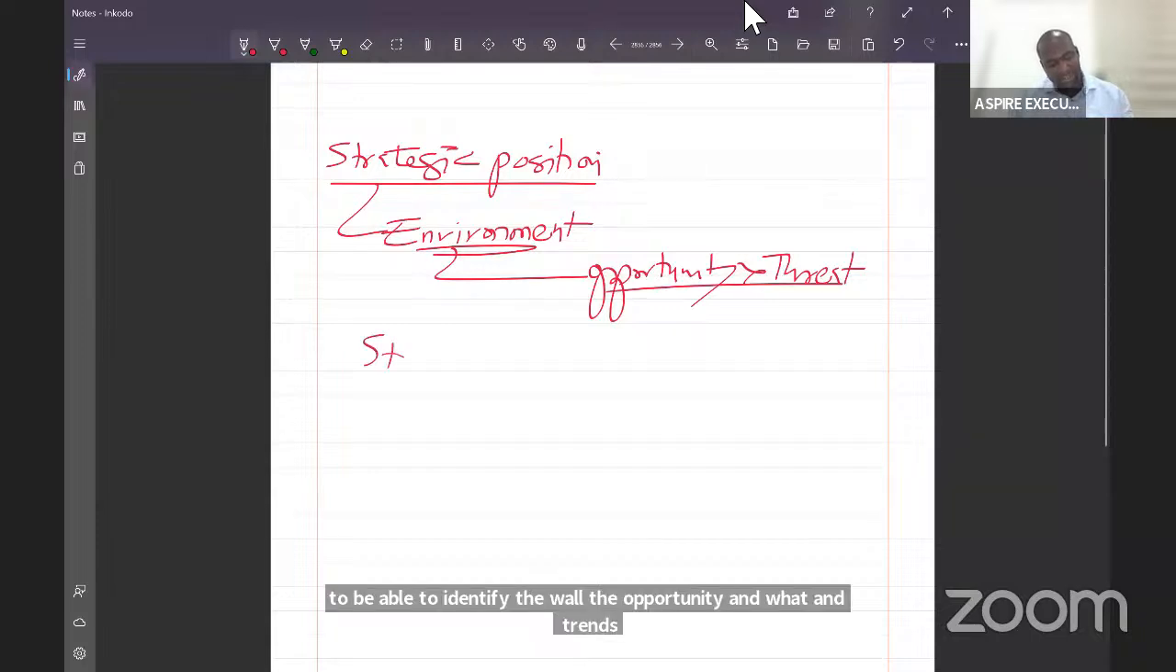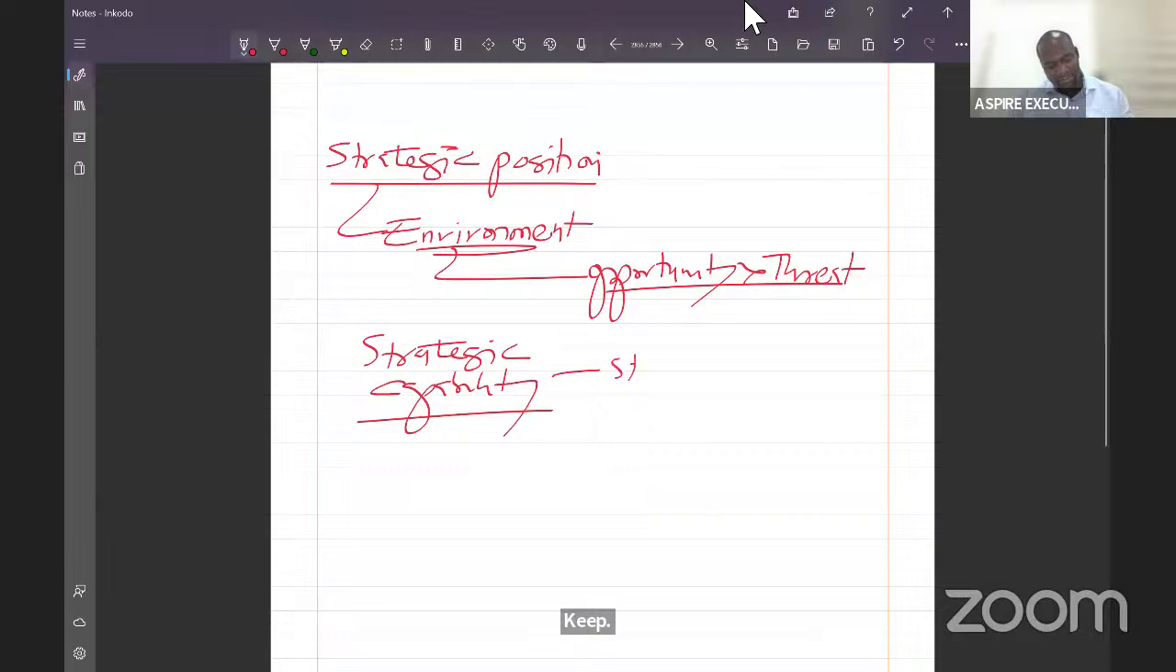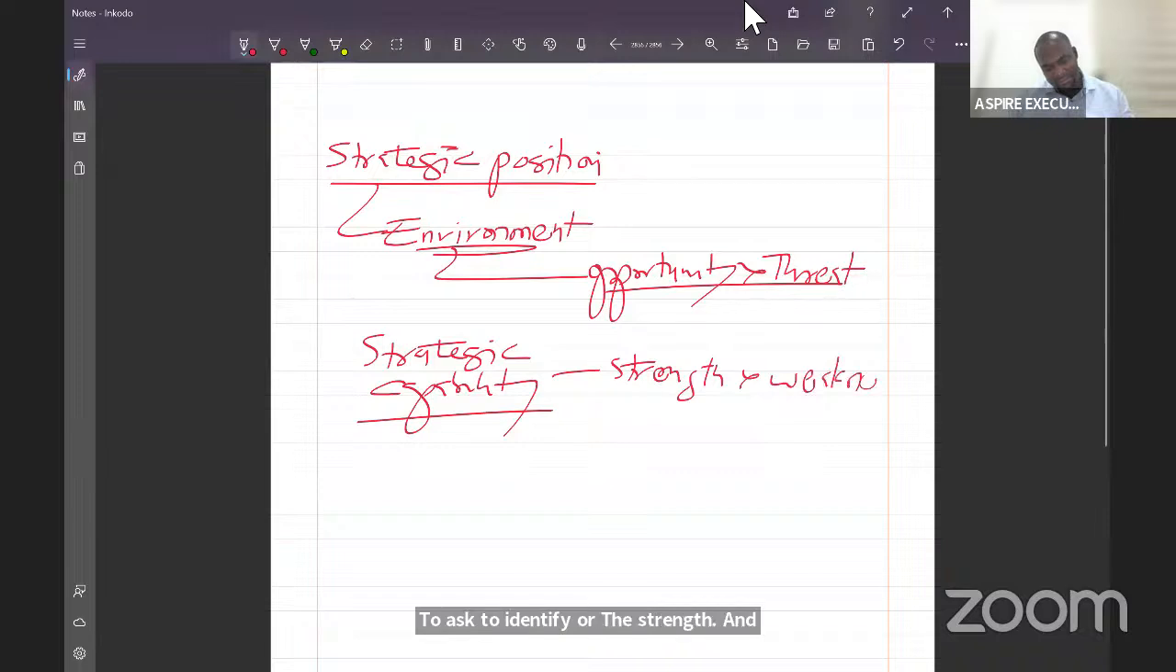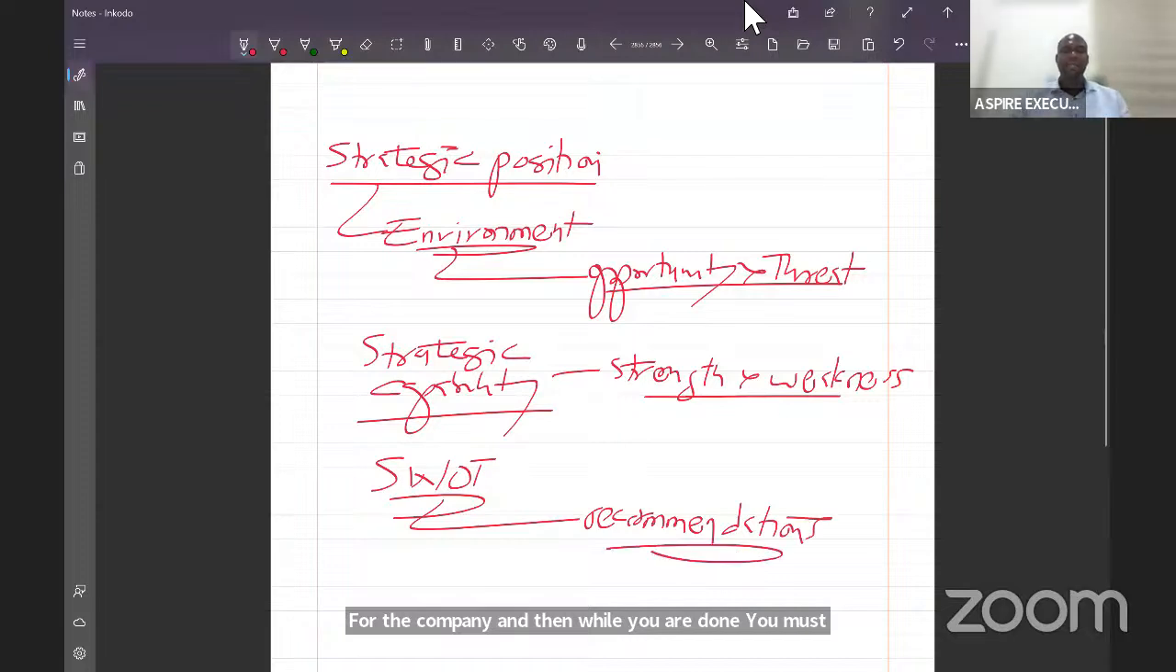You analyze the company's strategic capability, so as to identify what? The strengths and weaknesses. Okay. Then you can prepare a SWOT for the company. And then when you are done, you must make recommendations. Are we together? So this is the job, at least if for nothing at all, this one there, everybody should be able to do it. It's a tough job, but you can do it.